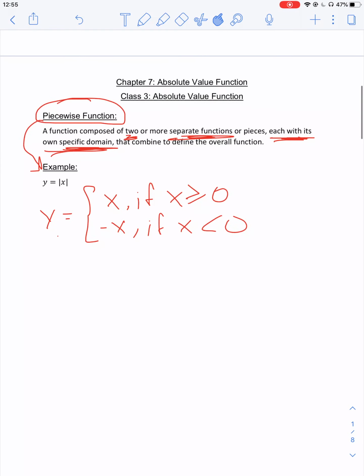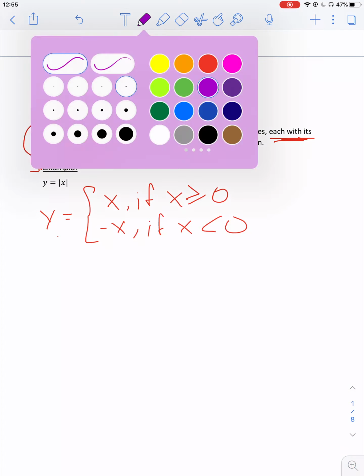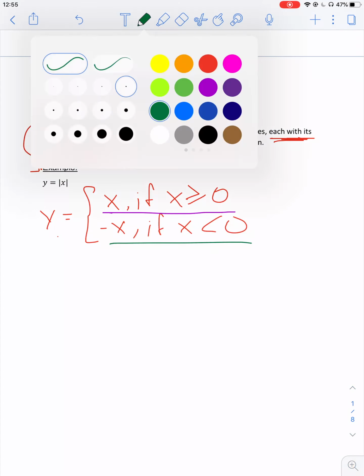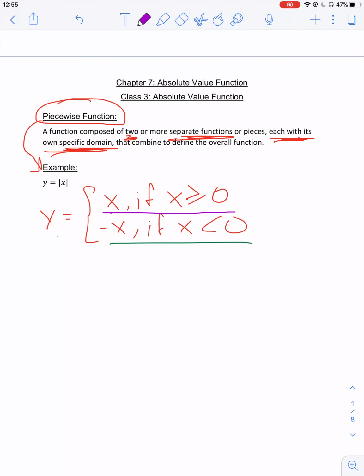Okay, so why don't we graph this, let's just use different colors. I'm going to use purple for this and then green for this. If I asked you to graph this function over here, this is just y equals x, because here you have your y, you have your equal sign, and then you have your x. But just be careful, it has a domain. Let's not worry about the domain for now. Let's just graph this simple function, y equals x.